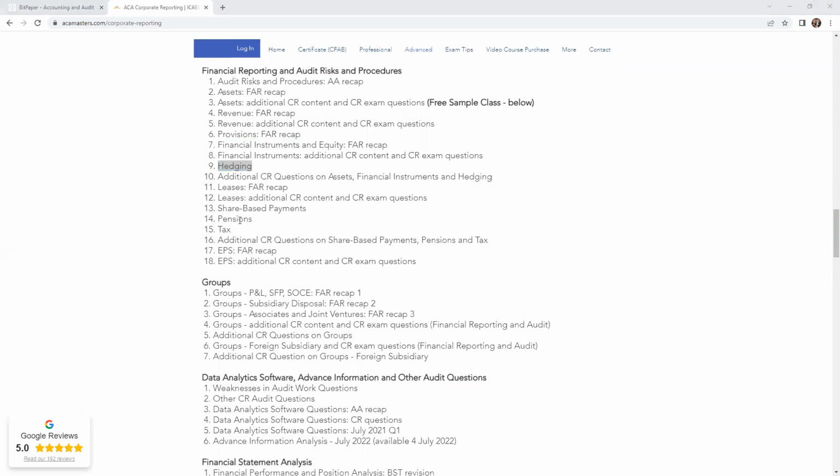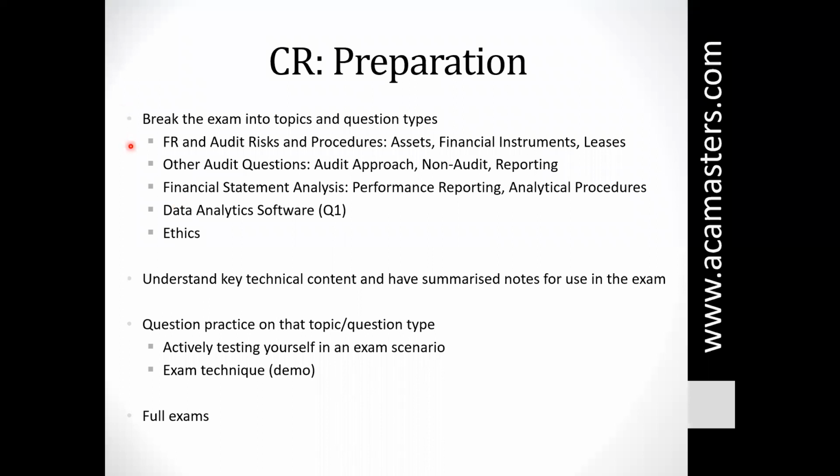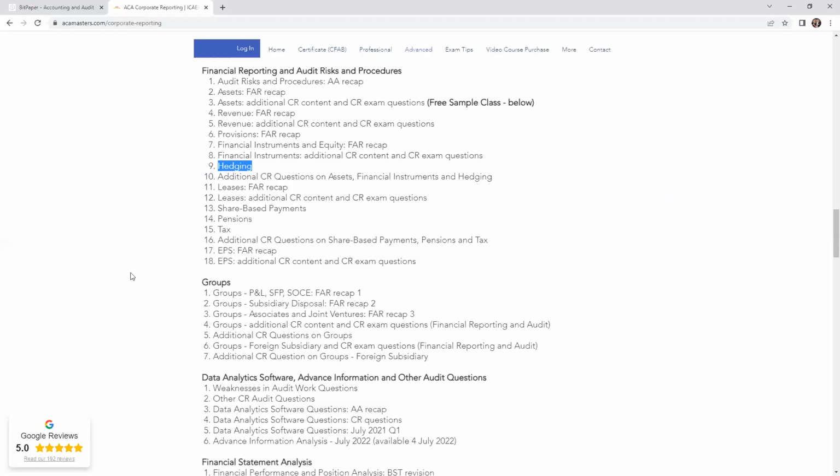And then for each topic, what you should go away and do is understand the key technical content and then practice several questions on that topic. So you just go through and master it one topic at a time. Assets mastered, revenue mastered.